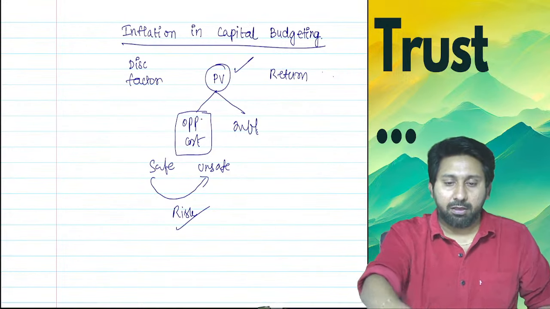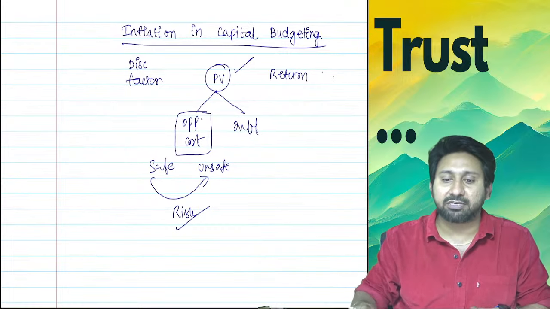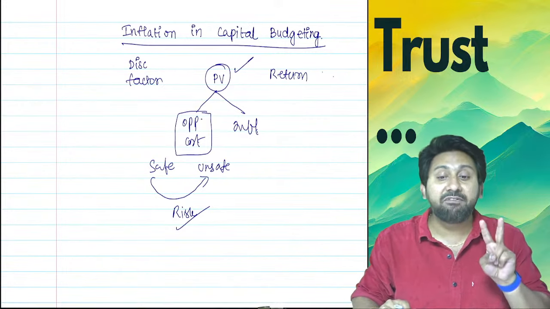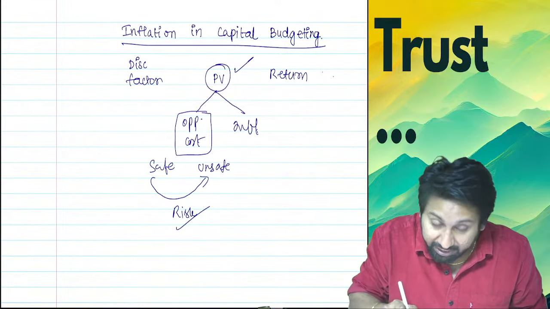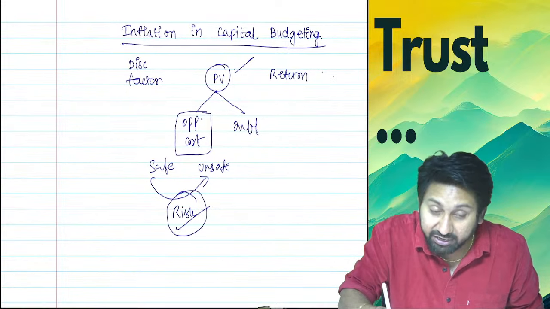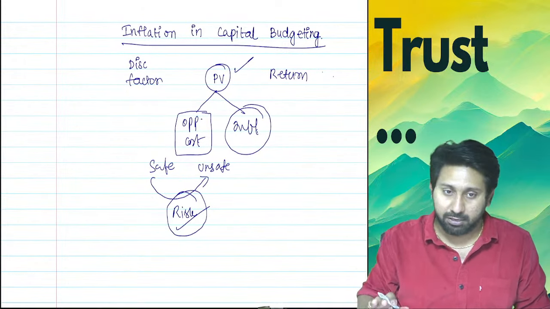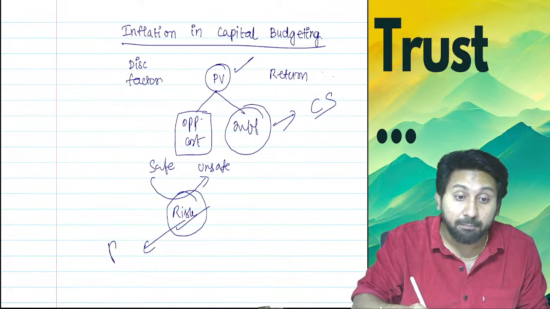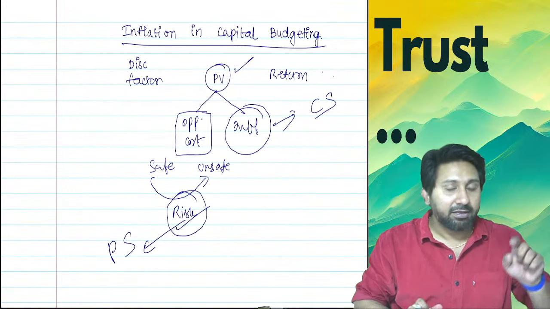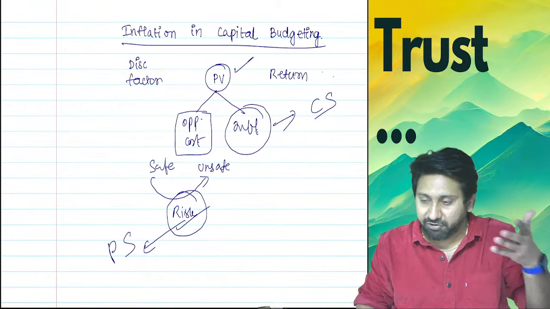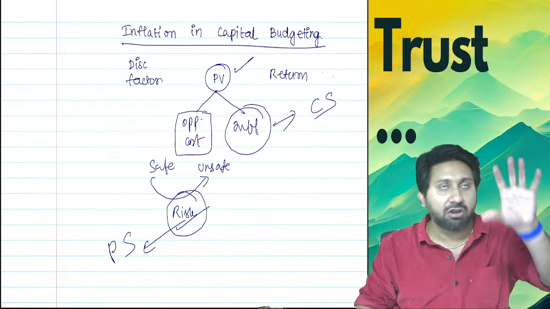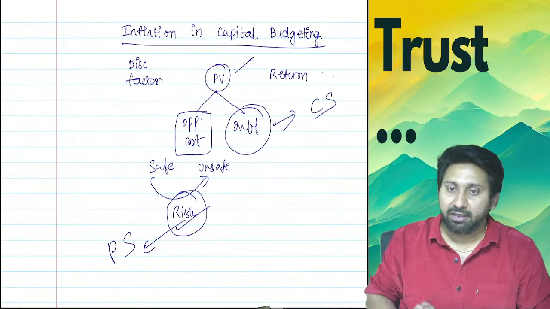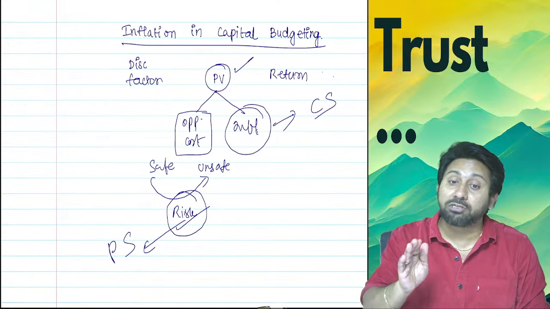Okay, let's begin. Now the question: how are the PV factors made? These are the two things which create a PV factor. PV factor is made out of two things: number one, the risk you are taking in the project, and the inflation that a particular country has. Inflation is country specific, risk is project specific. Clarity should be there. For example, India overall will have an inflation. Country will have inflation, and moreover, project will have risk.